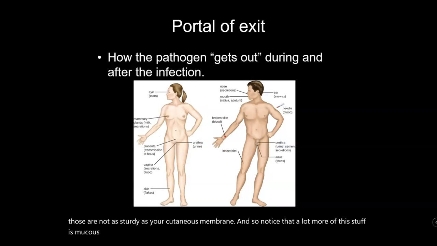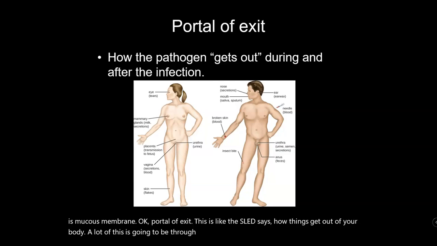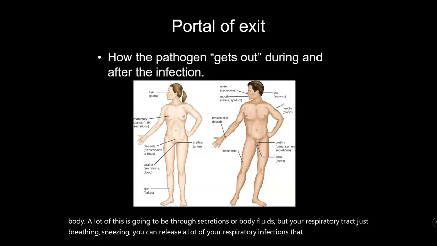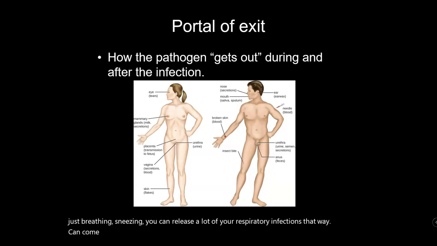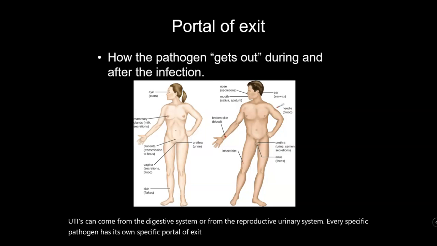Okay. Portal of exit, this is, like the slide says, how things get out of your body. A lot of this is going to be through secretions or body fluids, but with your respiratory tract, just breathing, sneezing, you can release a lot of your respiratory infections that way. UTIs can come from the digestive system or from the reproductive urinary system. Every specific pathogen has its own specific portal of exit. That leads to how it can end up infecting the person.